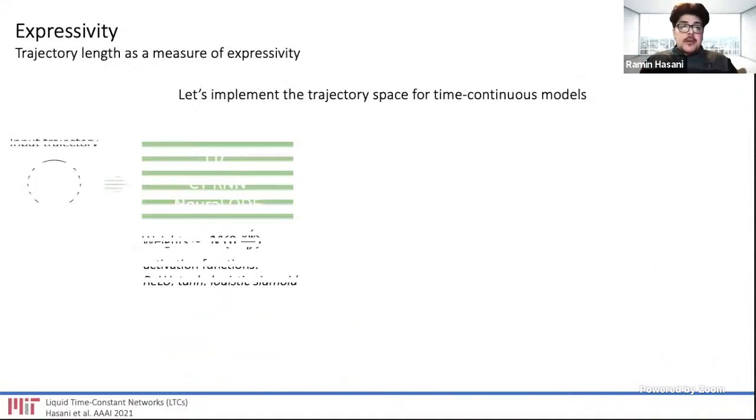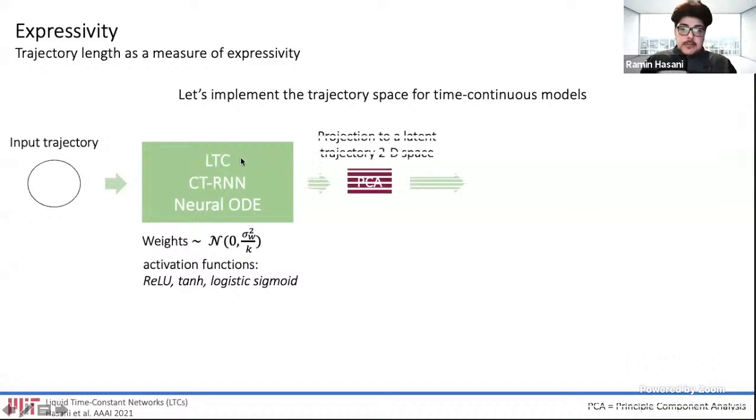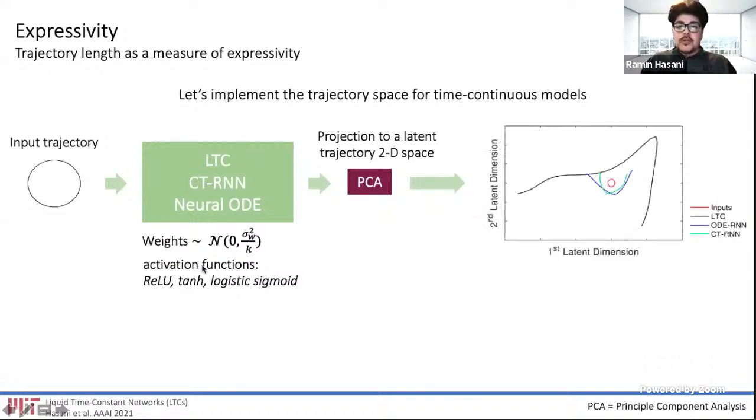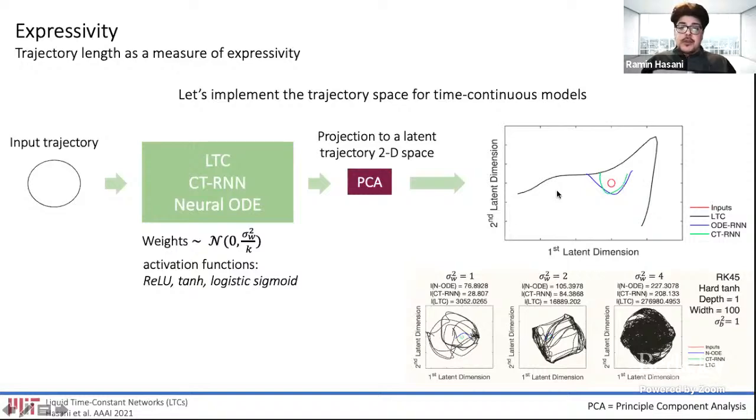So we tried to formulate the same thing and apply it to a couple of continuous-time recurrent neural network algorithms, neural ODE architectures, and LTCs. Then we project the activity back into 2D for these continuous-time neural networks. We observed that the trajectory lengths in 2D for the LTC models are longer and more complex. For example, here we show that just by changing the weight initialization of the neural network, you can create extremely complex patterns with LTC networks, while the complexity and length of the trajectory of neural ODEs and CTRNNs stay very uniform.